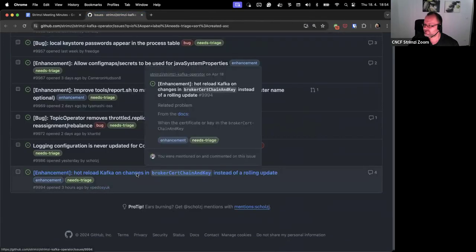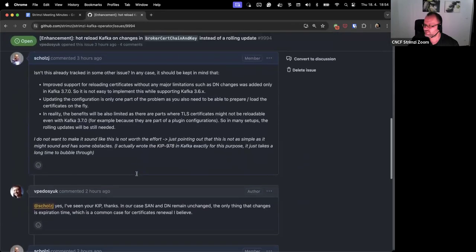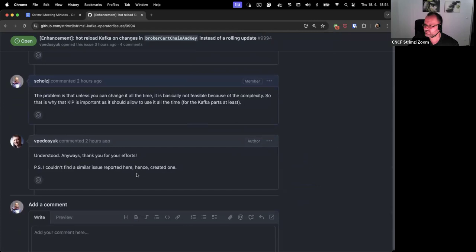And that leaves us a last issue, which is about being able to reload certificates without a rolling update. So I noted here some things why it's not as simple as it sounds. But it would definitely be a useful feature which would need a proposal, I guess.